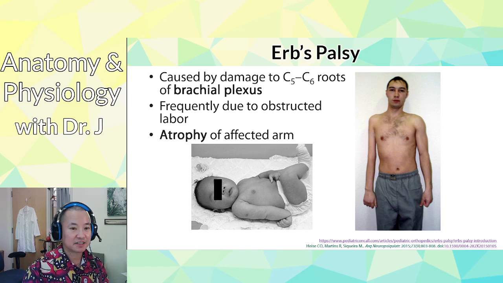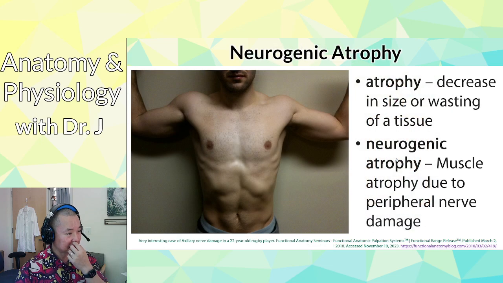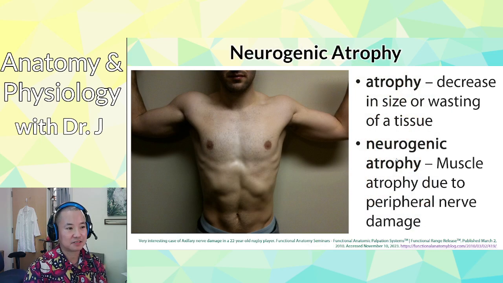They're not actually flexing it. That's just how it is due to all the muscles being affected and the atrophy of the muscles that would be innervated by the damaged nerves that resulted from the Erb's palsy. Okay, so then let's talk about neurogenic atrophy.